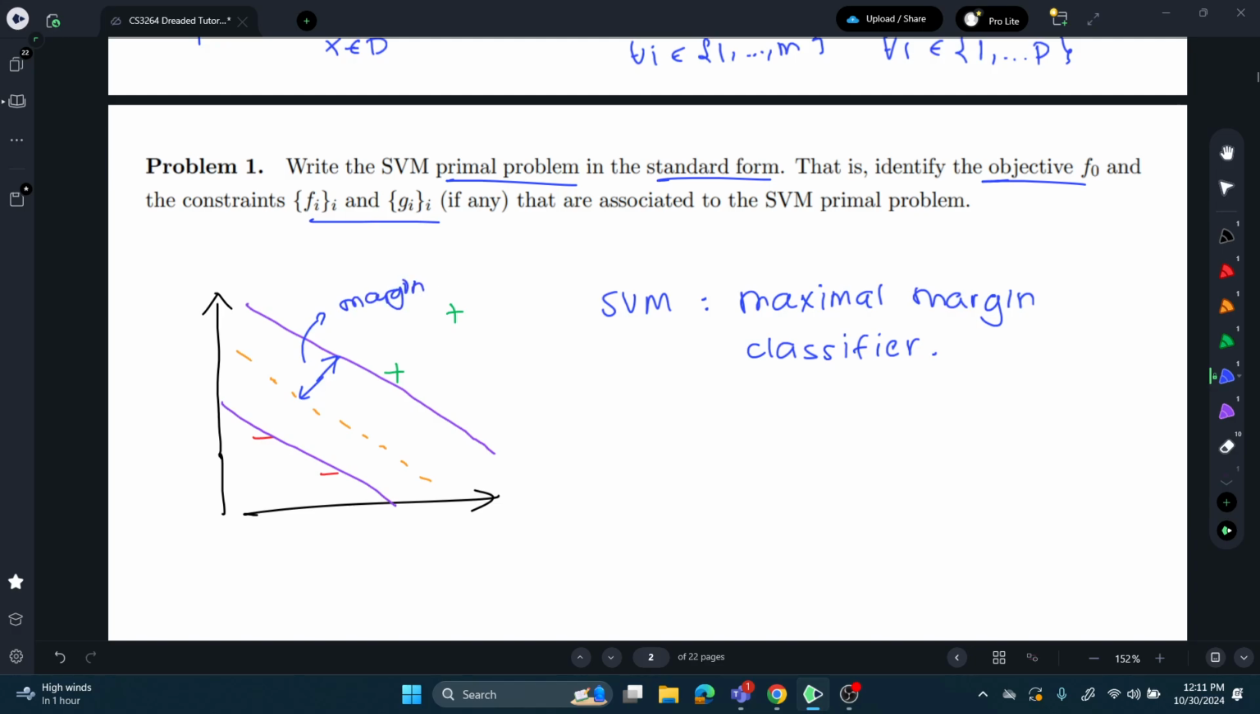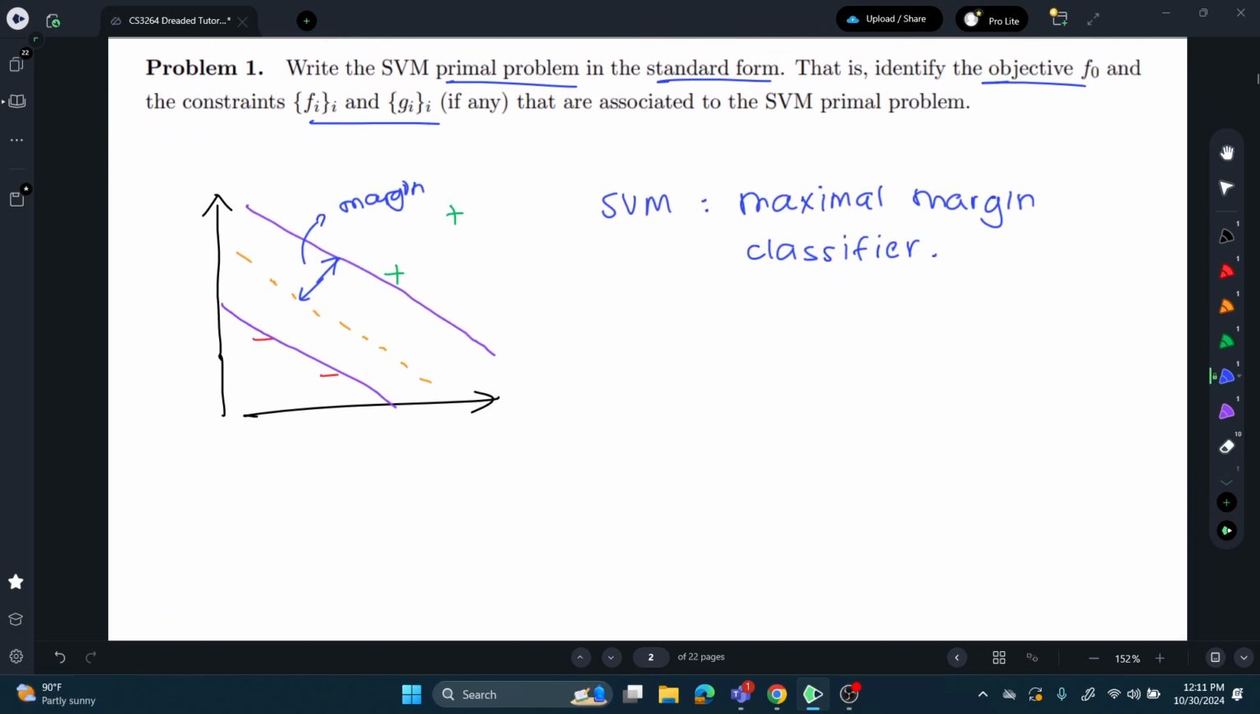Okay, for this problem, what I will show also is how to maximize the width, which is just 2 times the margin. So this is basically the concept of a gutter that we have. Now I will start to introduce some factors here.